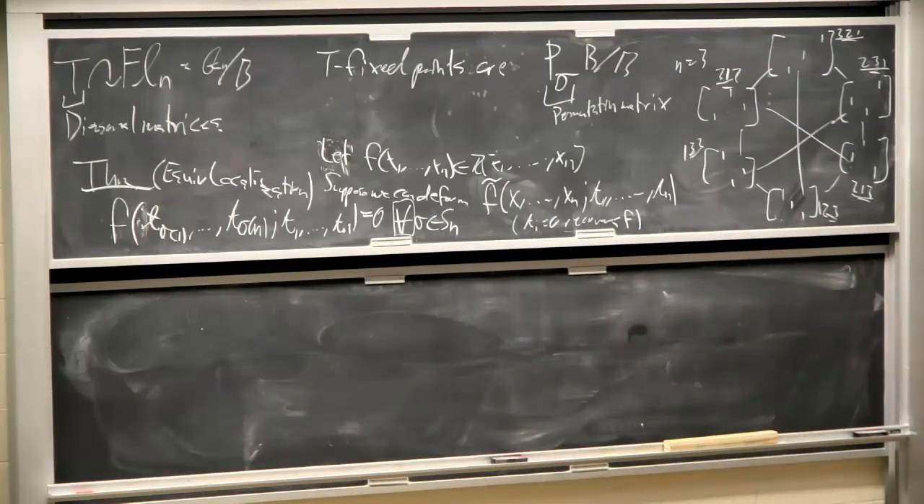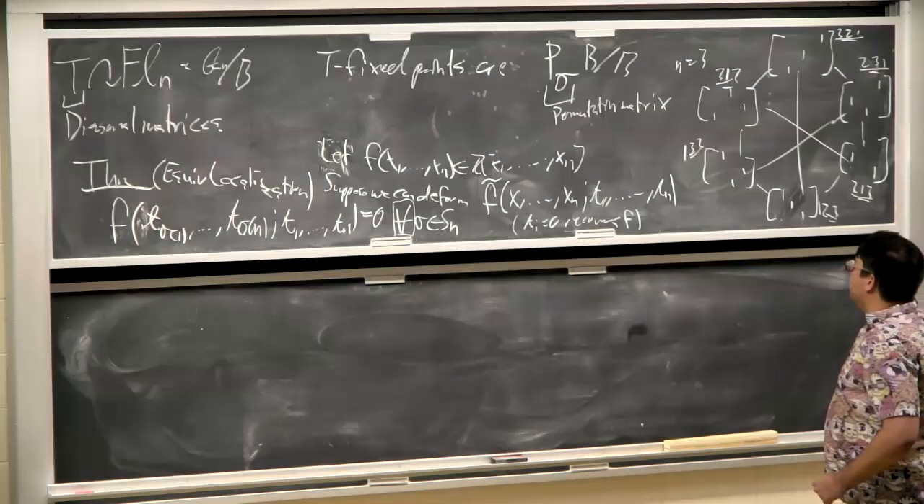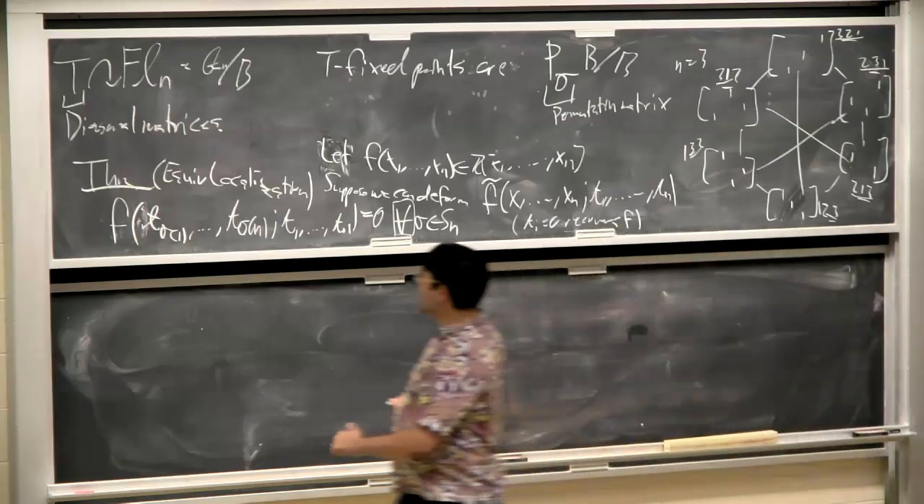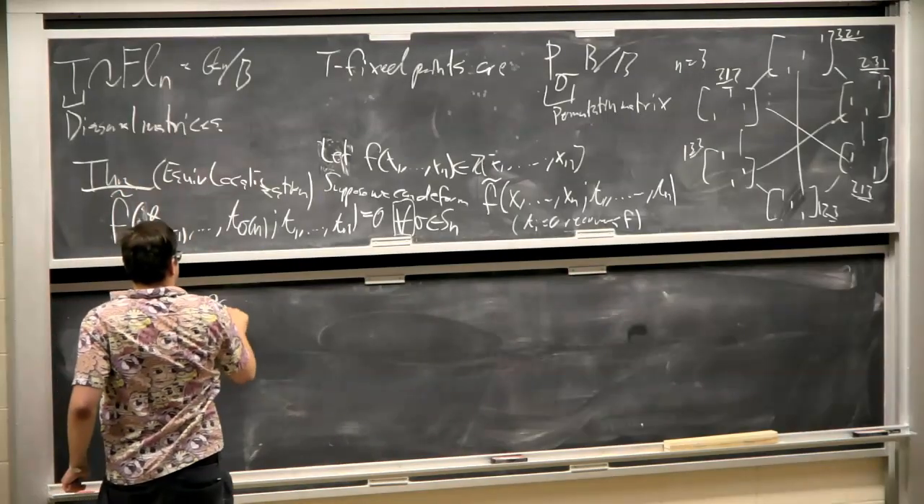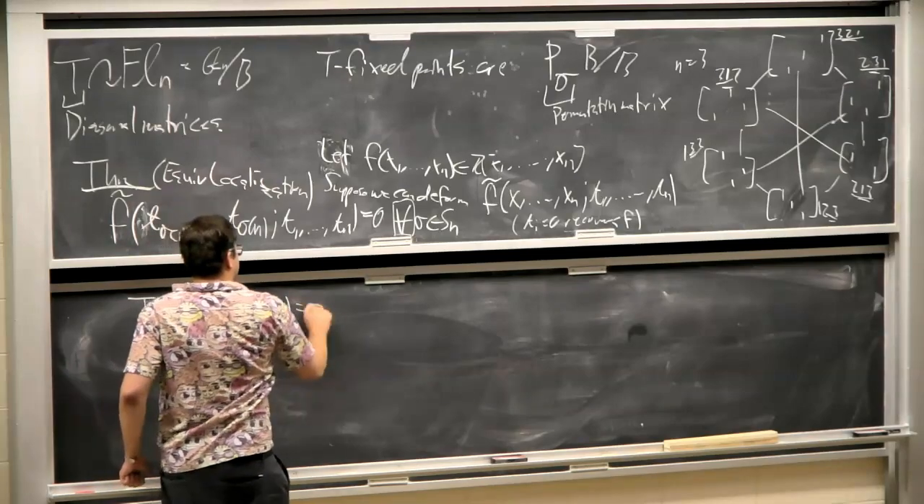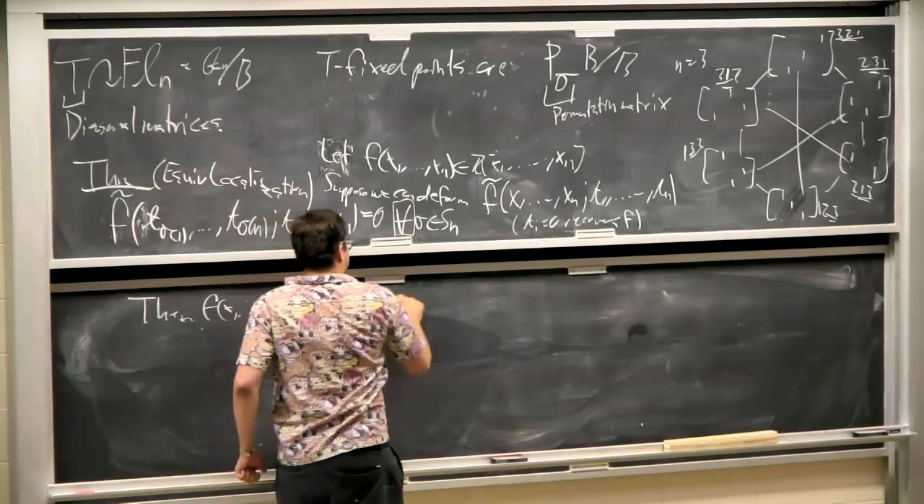Sorry, what's the result of the theorem? And also you need f tilde there. Then f of x1 through xn equals 0 in the homology ring.